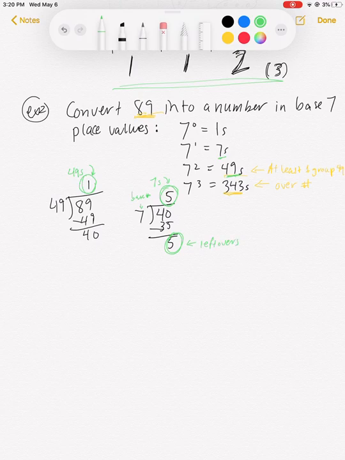Okay, and so when we do that, our number is going to be 1 group of 49. The next place is 7, so we have 5 groups of that, and 5 leftovers. So 89 into a number base 7 is 155 base 7. Okay.